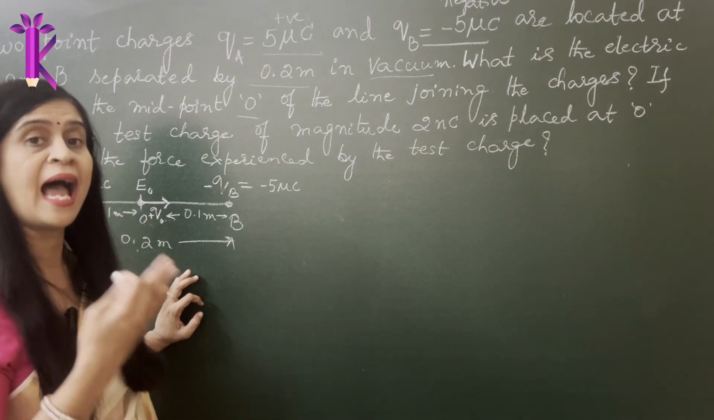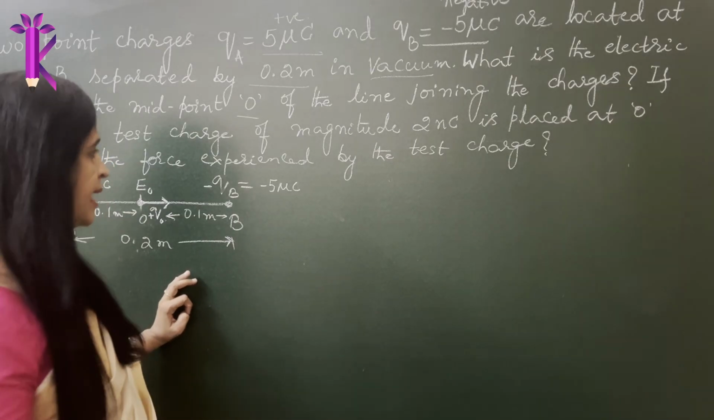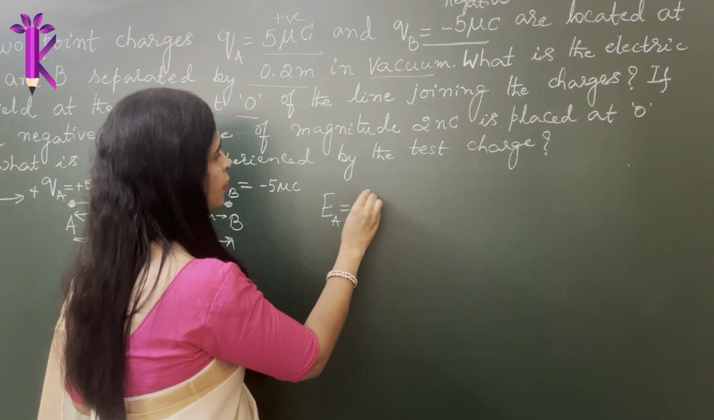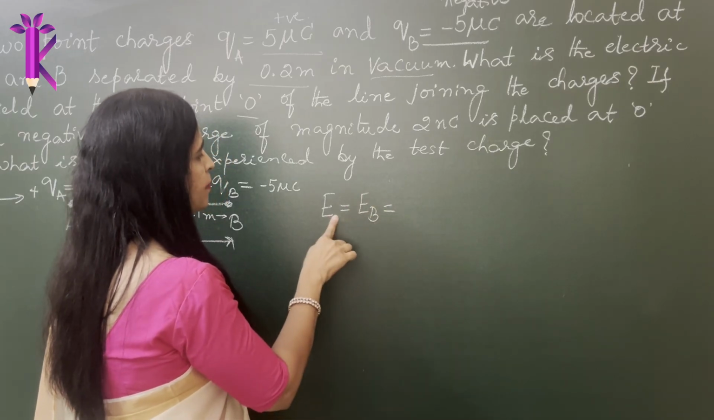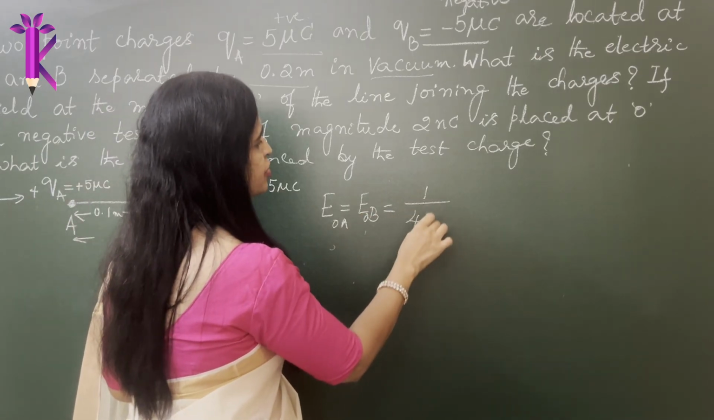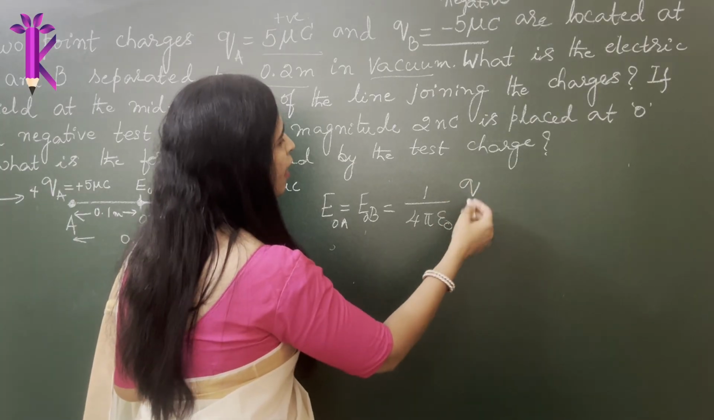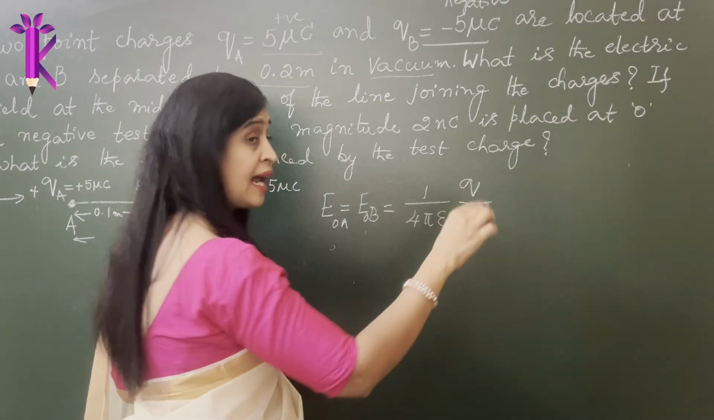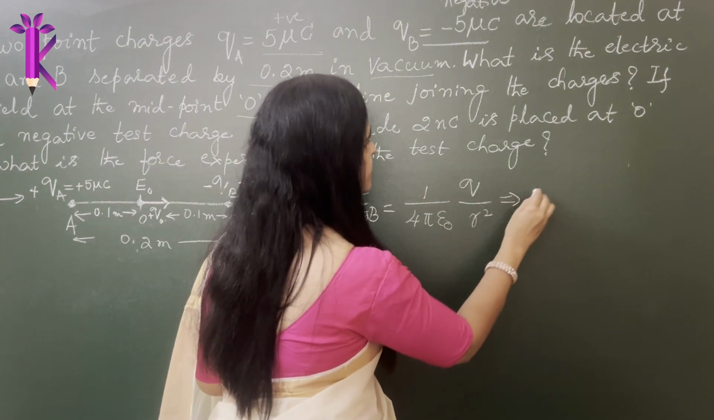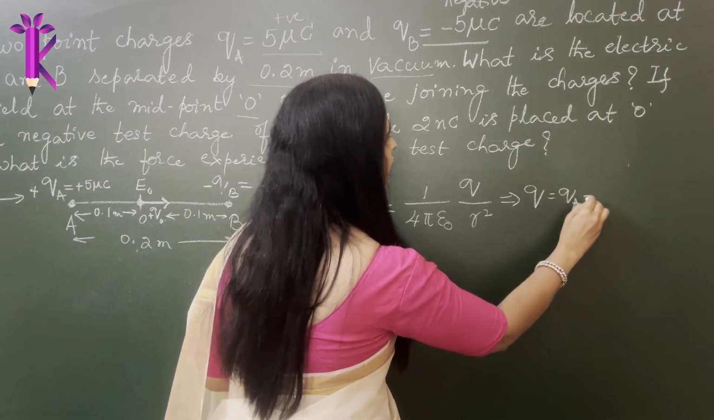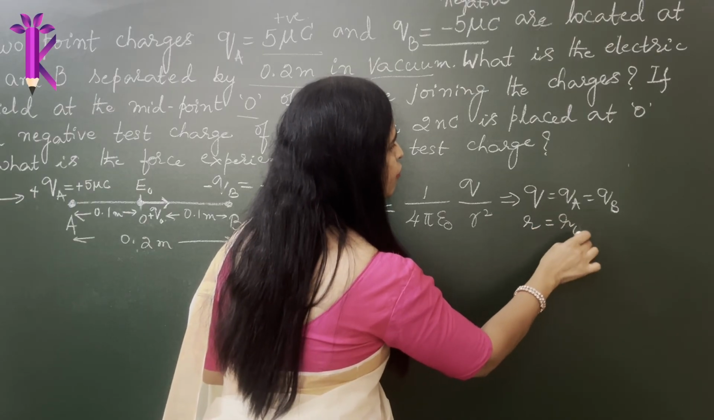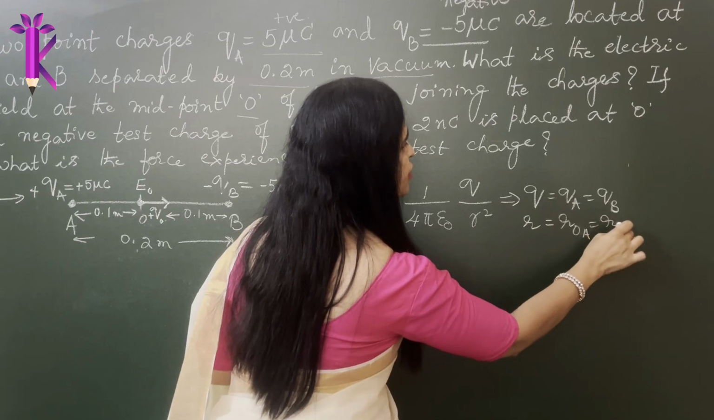But since the distance and the magnitude of charges are the same, by definition, the electric field at the point O due to A will be equal to the electric field at the point O due to B, because it is given by the equation 1 by 4 pi epsilon naught times QA or QB over R square. Since QA and QB are equal, RA and RB are also equal. It is just Q divided by R square. Here Q is nothing but QA and QB, the charges are equal. R is also nothing but the distance of separation from O to A and from O to B.